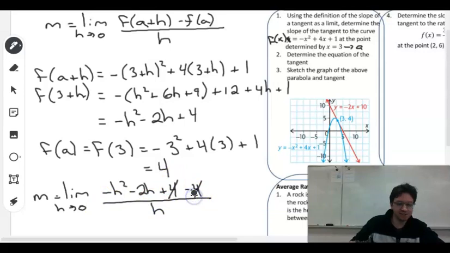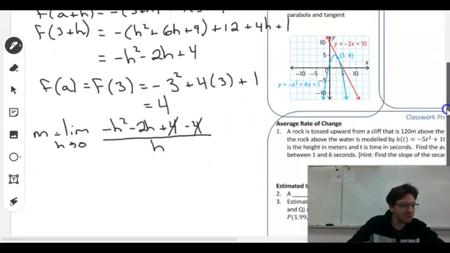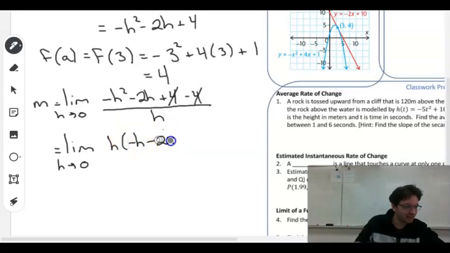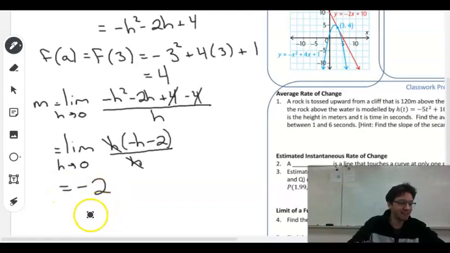So our 4's cancel, and you might be able to see where I'm going with this, but I'm going to factor out an h. So this is the limit. Yes, you have to write this every time. It is going to be h times minus h minus 2 over h, so our h is canceled. And now as h approaches 0, we're left with negative 2. So there is the slope at that point x equals 3.